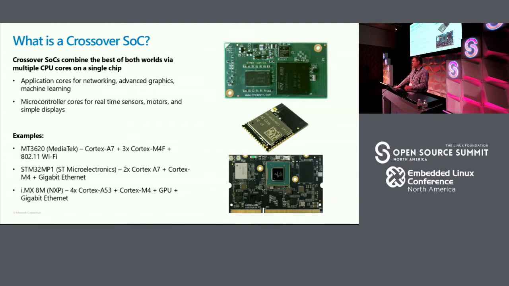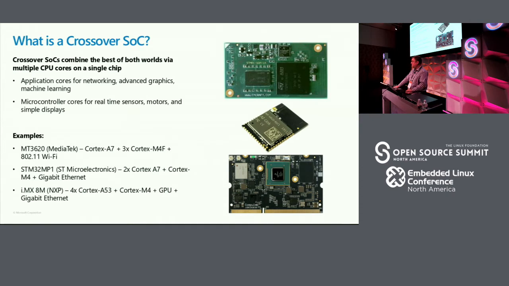So there's three examples I call out here. There's more on the market, but these are good examples to give you an idea of what these chips are capable of. At the very top, we have the STM32MP1. This chip's about a year old. It is a dual-core Cortex-A7 and a Cortex-M4 with gigabit Ethernet. So you can see at the top there's a module that you might drop into your device.